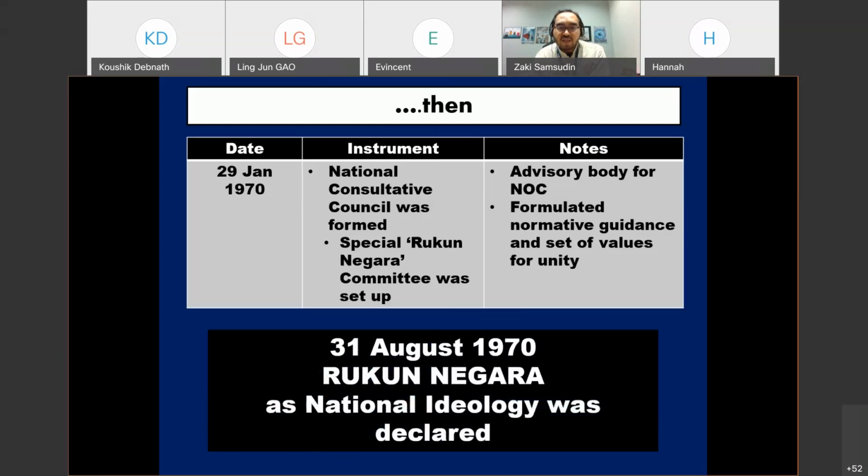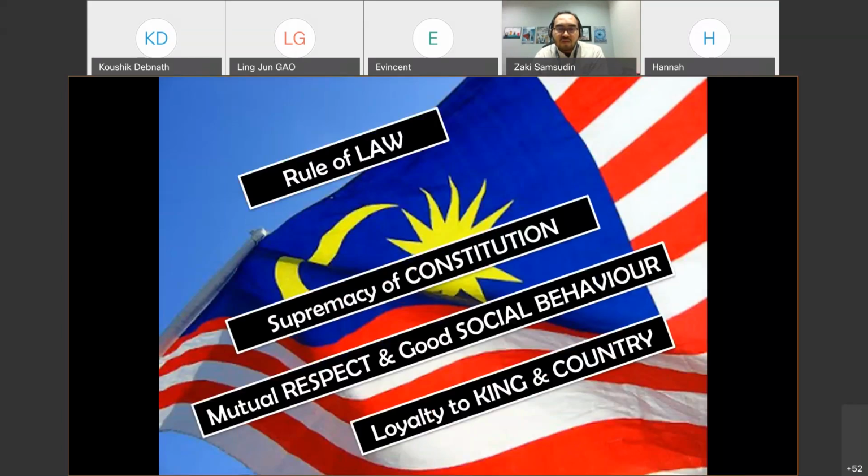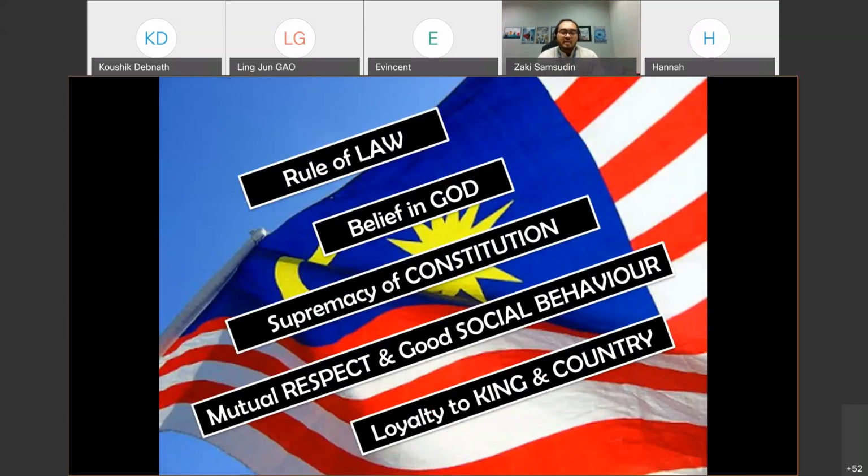It was officially declared on 31st August 1970. Take note of this, just for your information, that we did not actually have a national ideology when we got independence in 1957. This was only declared in 1970, after the racial riots that we had on the streets of Kuala Lumpur in May 1969. Okay, so what is this Rukun Negara? There are 5 principles in the Rukun Negara. Now take some time, maybe 1 or 2 minutes, to look at all these 5 principles.